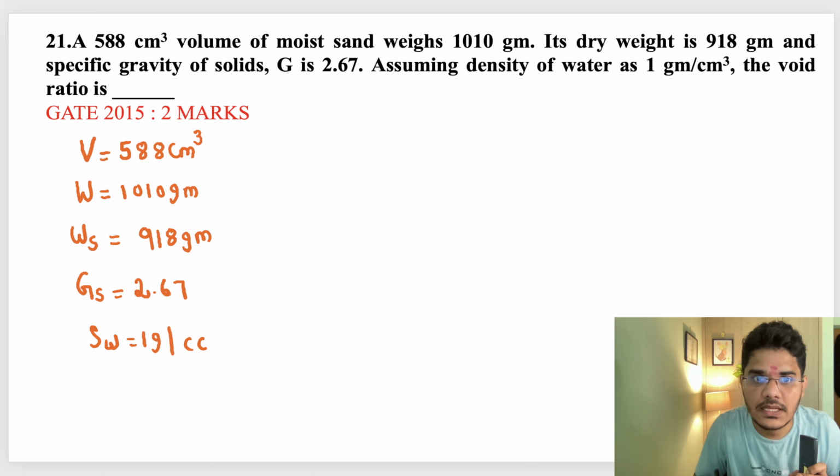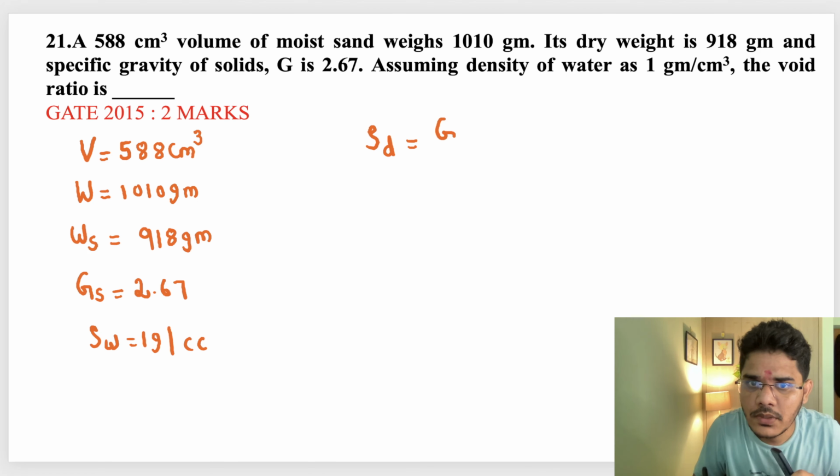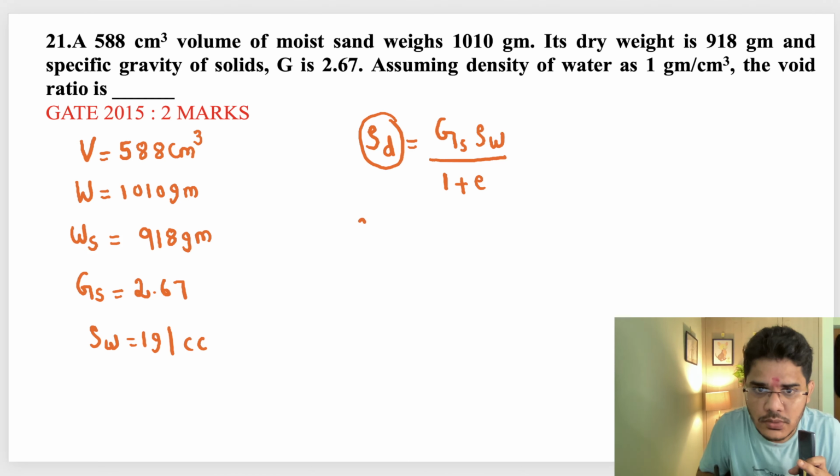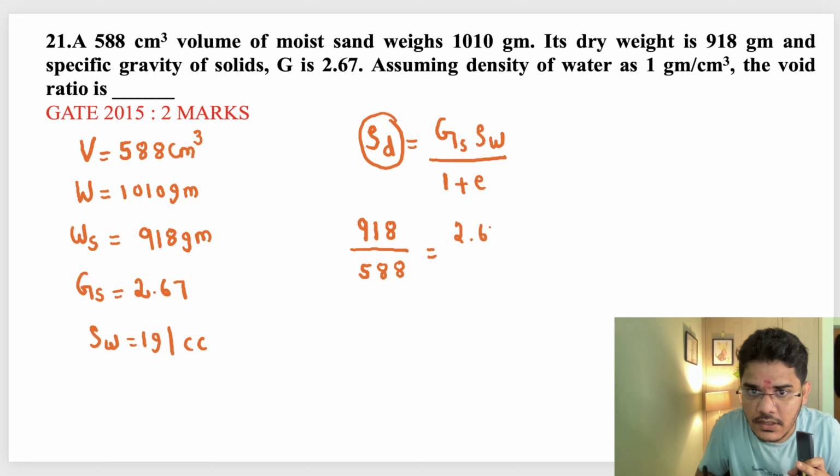Okay, the void ratio, we know that actually gamma d is equal to G gamma w by 1 plus e. In terms of density I am writing rho d is equal to G rho w, or density of water, divided by 1 plus e. So this dry density, how can we write? Mass of solids by volume. So mass 918 divided by, so volume how much he has given? 588 is equal to G 2.67 into density of water 1 divided by 1 plus e.